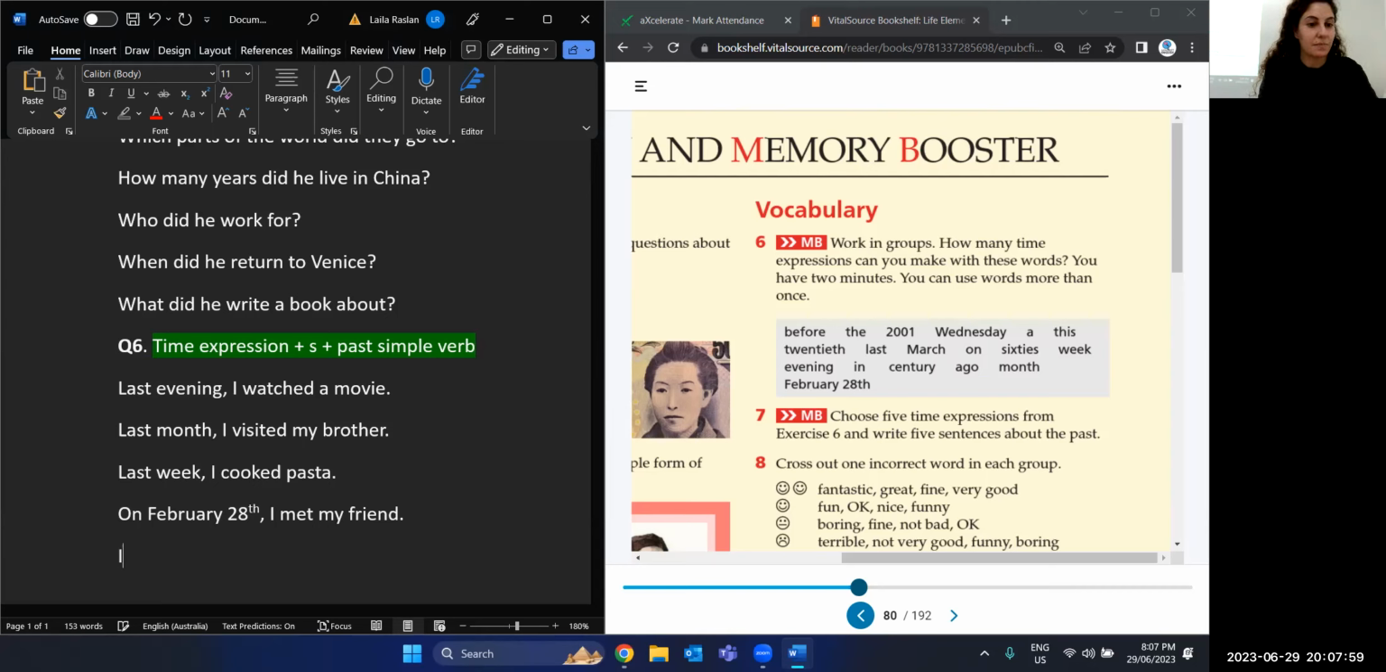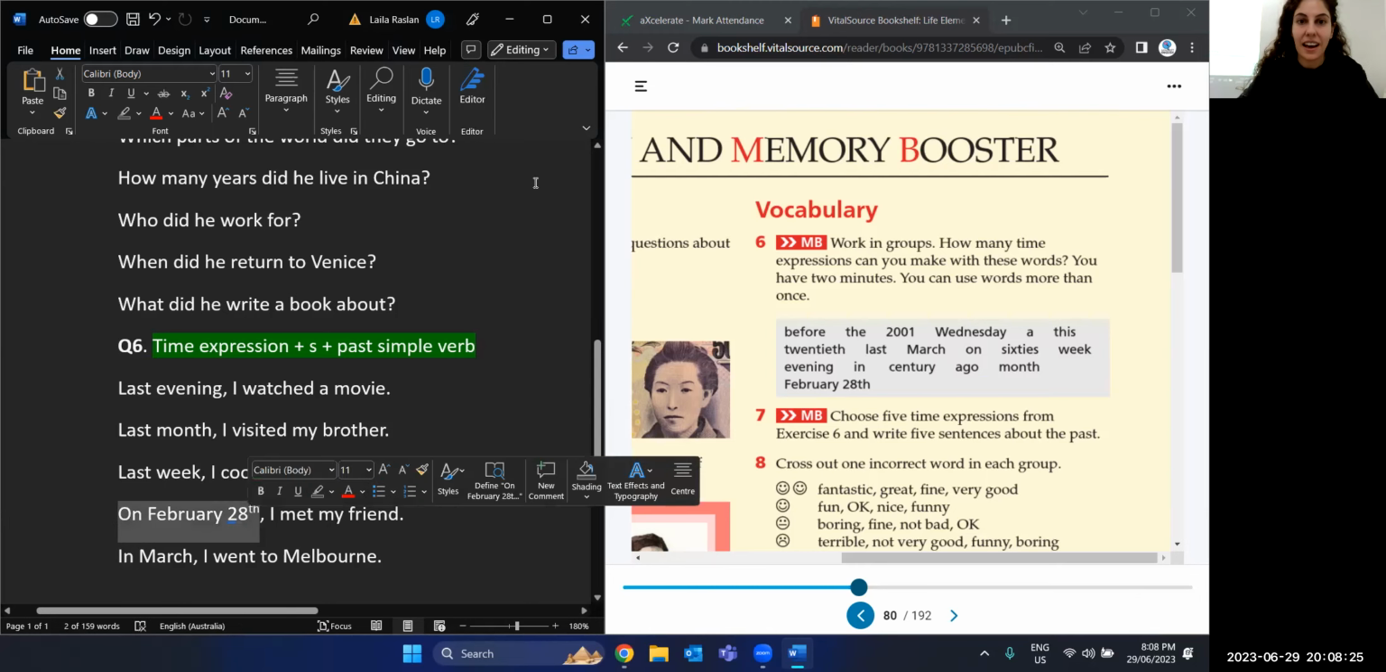Then in March, I went to the library. Oh, I went to Melbourne. Yeah, nice. So in March, I went to Melbourne. Yep, good. So we can see these are all called time expression.